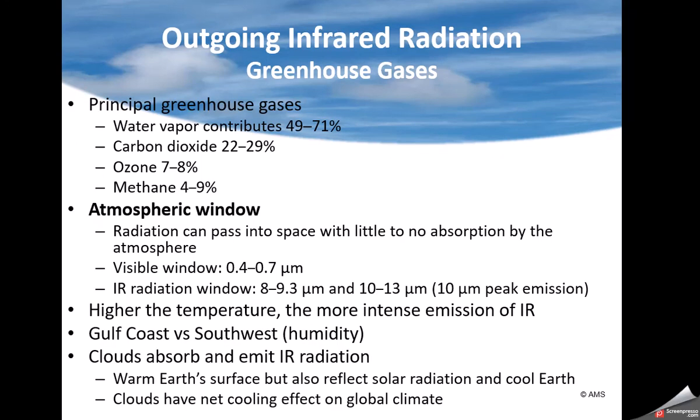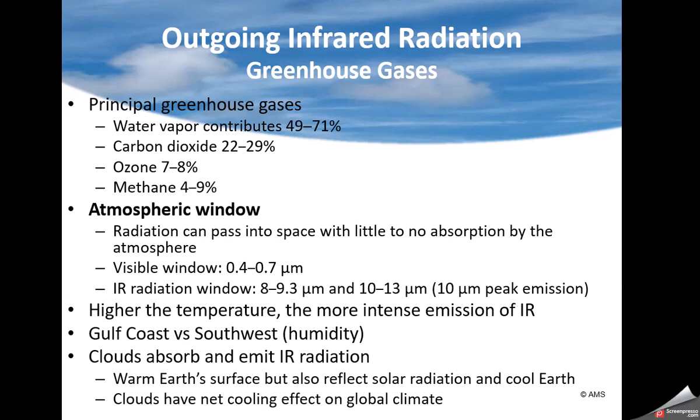And the principal greenhouse gases, that's what? Water vapor is one of the most important ones. Carbon dioxide, huge. Methane is huge because it's really, really effective. It's 21 times more effective than carbon dioxide. So you don't need a lot of methane in the atmosphere to make a big difference.